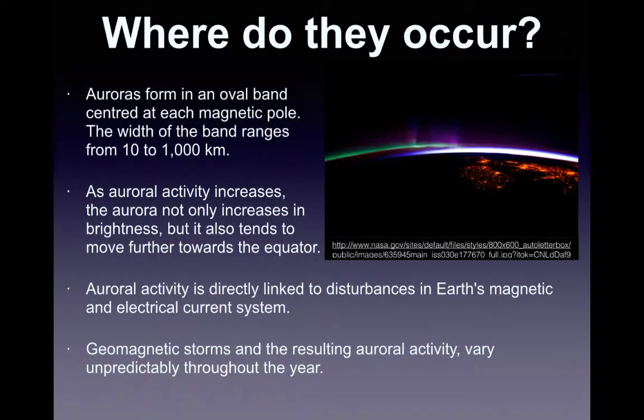Auroras form in an oval band centered at each magnetic pole. The width of the band ranges from 10 to 1,000 kilometers and approximately 3,000 kilometers from the magnetic poles. As auroral activity increases, the aurora not only increases in brightness, but also tends to move further towards the equator. These increases in activity are known as geomagnetic storms. Geomagnetic storms and the resulting auroral activity vary unpredictably throughout the year. This is because geomagnetic activity often results from events on the Sun.